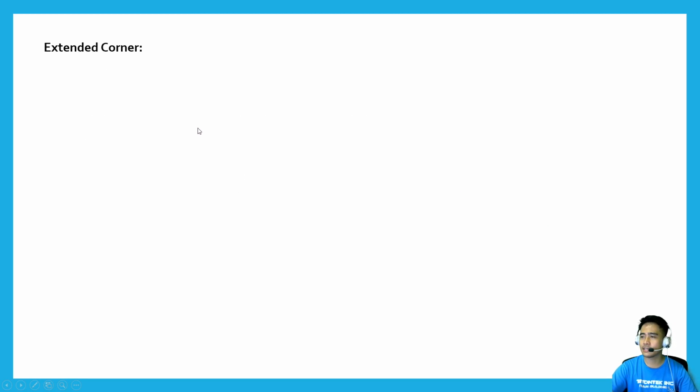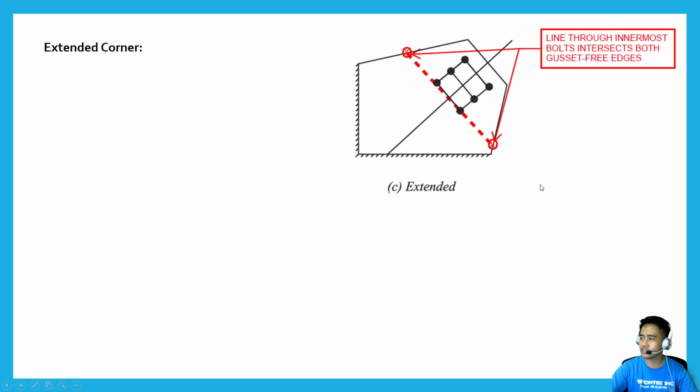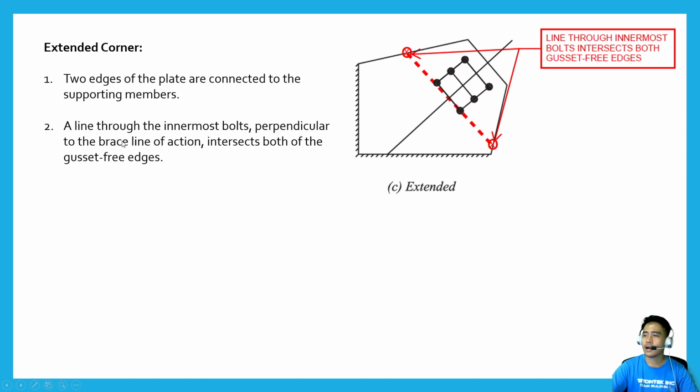Next one are extended corners. Here's an image of an extended corner. First, two edges of the plate are connected to the supporting members. So still the same as the other two corner gussets. Here's the first edge and the second edge. A line through the innermost bolts perpendicular to the brace line of action. This line, similar to the compact gusset, but now intersects both of the gusset free edges.